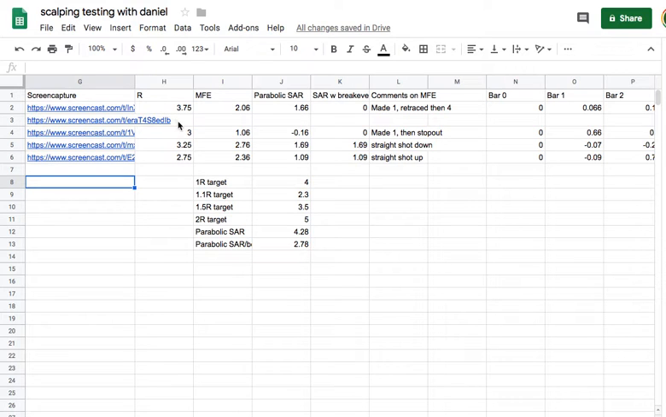I've got an R value, so this is how big the distance to the stop was. MFE is maximum favorable excursion. So this was the winner at its biggest point. So we have a 2.06R winner, a 1.06R winner, a 2.76R winner, and a 2.36R winner.